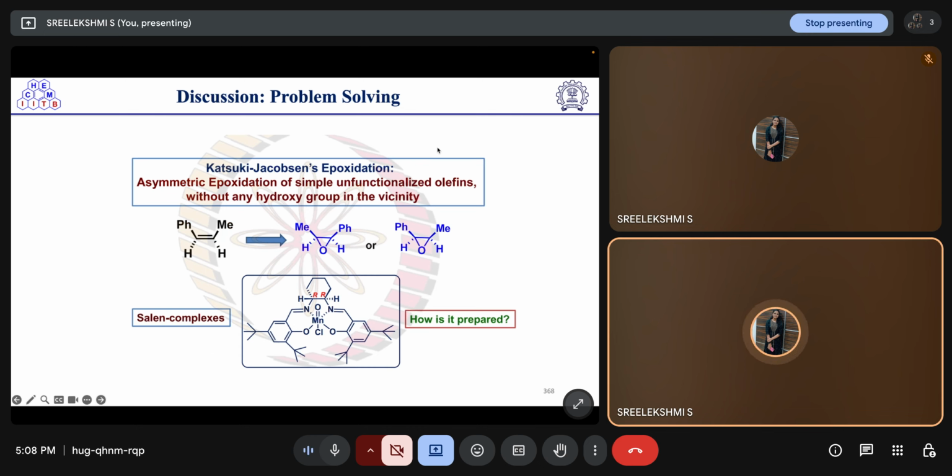Another reaction is Katsuki-Jacobsen epoxidation, which is asymmetric epoxidation of simple unfunctionalized olefins without any hydroxy group in the vicinity. In Sharpless epoxidation, it needed an allylic alcohol to favor the epoxidation. But in this epoxidation, there is no such hydroxy group in the vicinity, and it is carried out using this type of salen complexes.